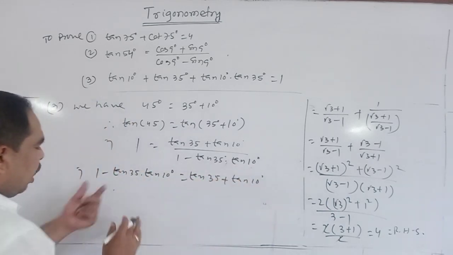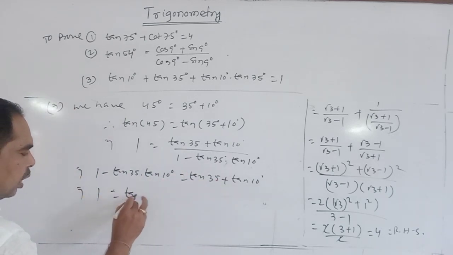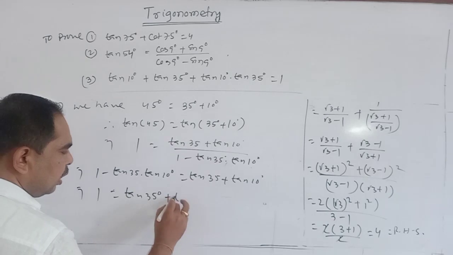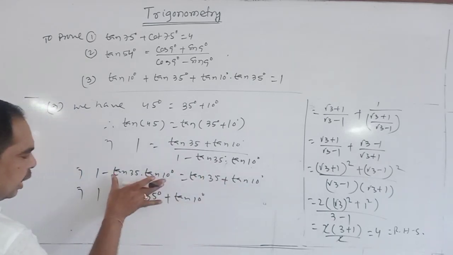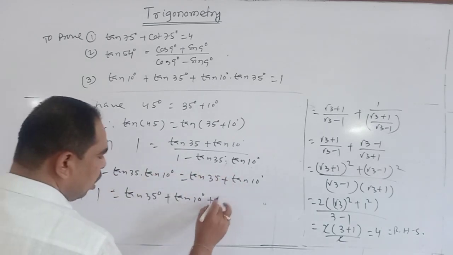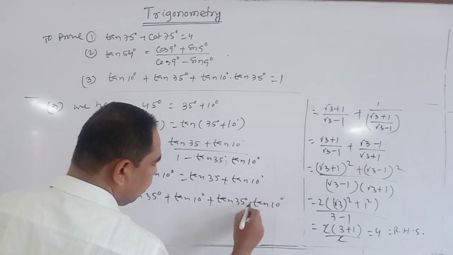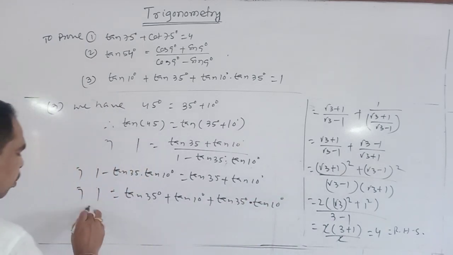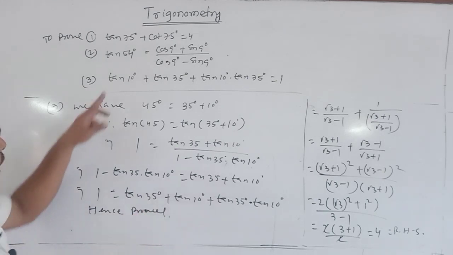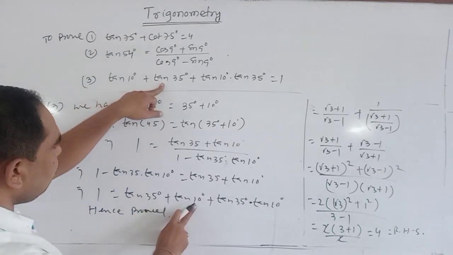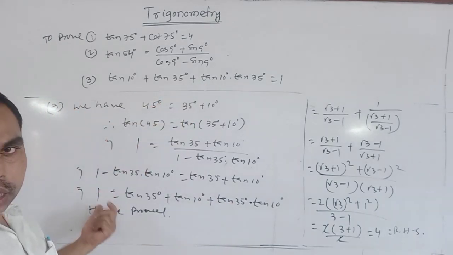So the minus term we separate, and it becomes plus. This implies 1 is equal to tan 35 plus tan 10 degree, and the minus term becomes plus, taking this term across, plus tan 35 into tan 10 degree. Okay, so hence proved: tan 10 degree plus tan 35 plus tan 10 into tan 35 is equal to 1. Okay, this is the proof.